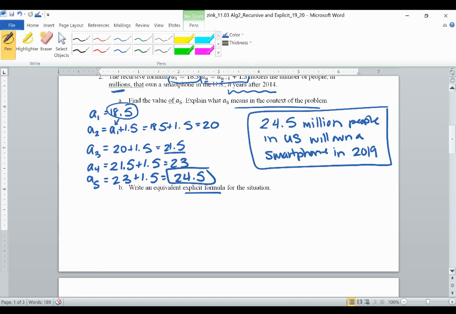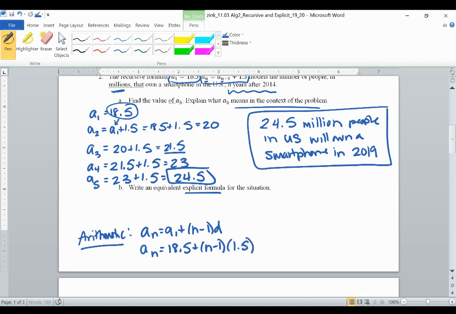Or you might say, oh, I know that I'm adding a 1.5, so I know this is an arithmetic. So I would use my arithmetic term formula. And I'm looking for my first term is 18.5. I want it in terms of n, and I'm adding 1.5 to each number. And you can actually leave it just like that. So you could say a sub n equals 18.5. I'll make it a little nicer, put the 1.5 first. And that's your explicit formula.